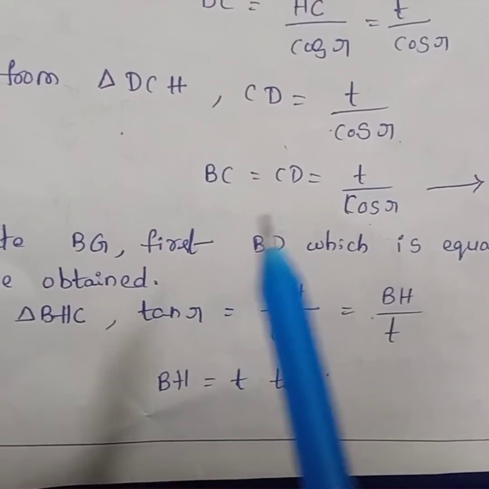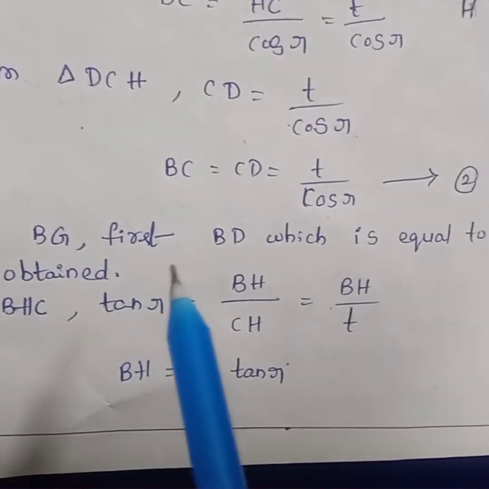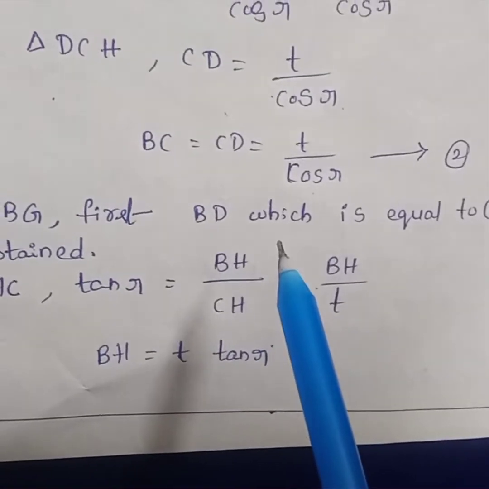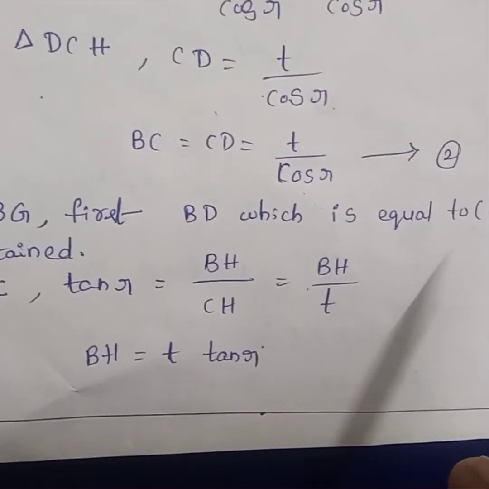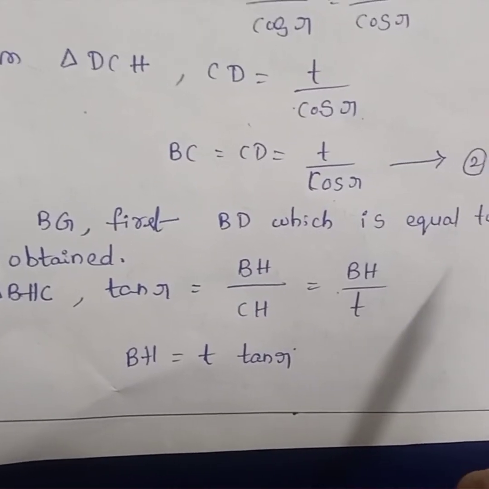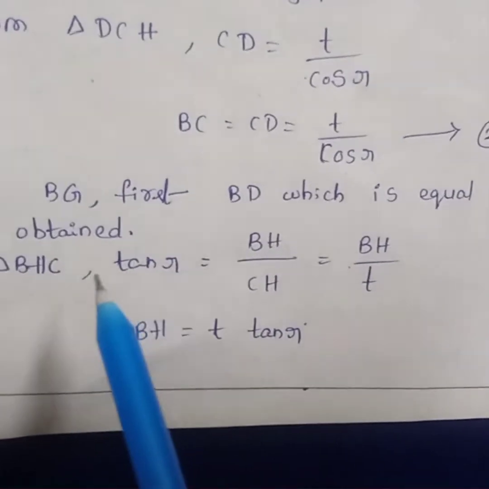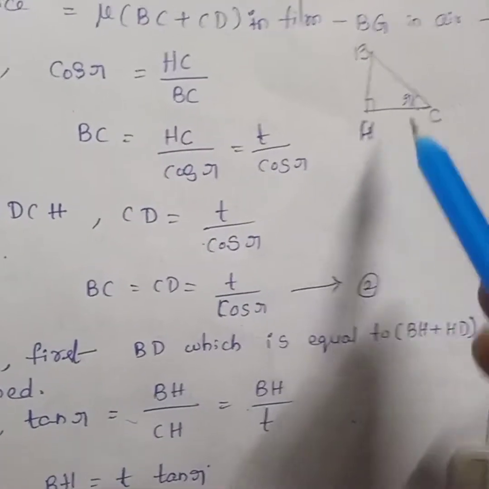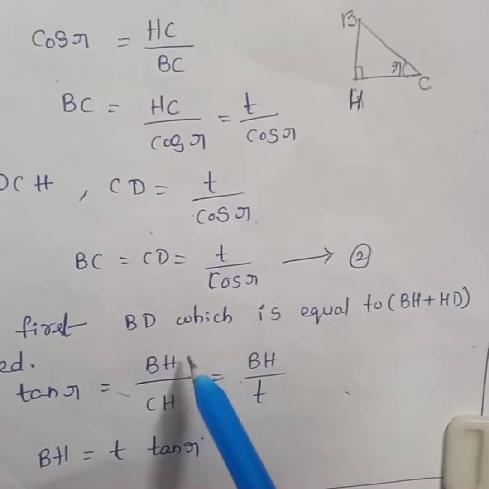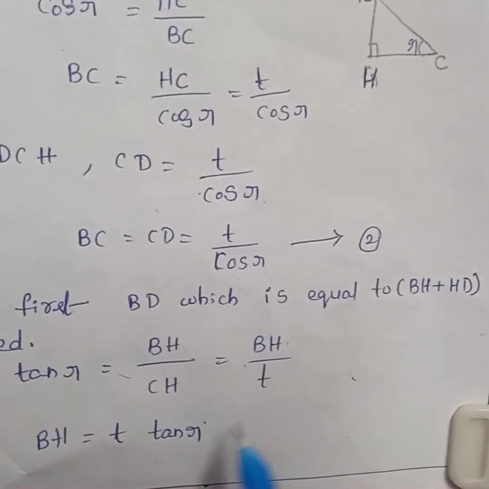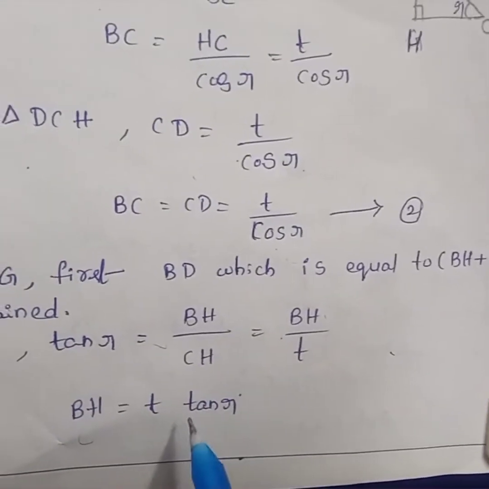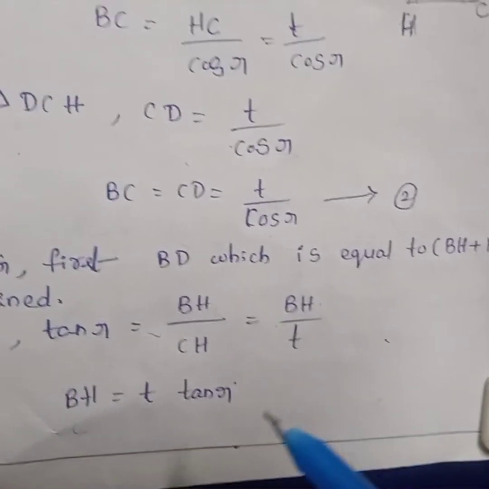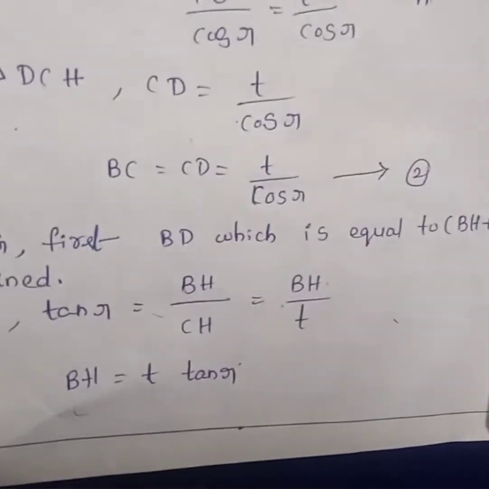Now, to calculate BG, we first calculate the BD value. BD is equal to, from the diagram, BH plus HD. From triangle BHC, tan R is equal to BH by CH, which gives BH by t, so BH is equal to t tan R. If you know the BH value, then you can easily write the HD value. HD is also the same thing, that is also t tan R.